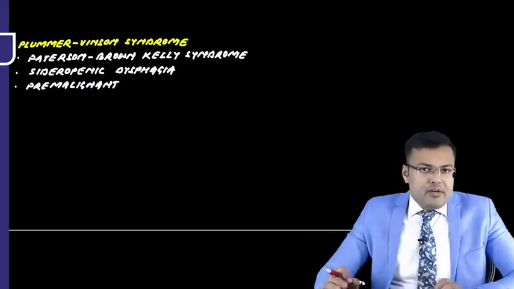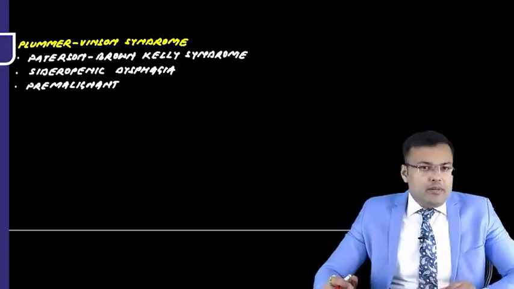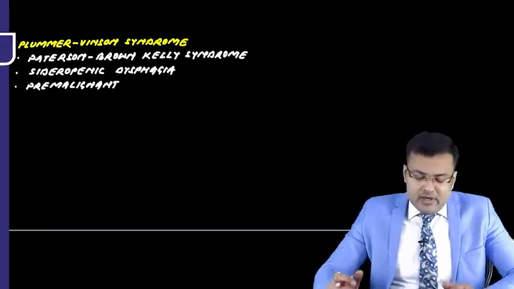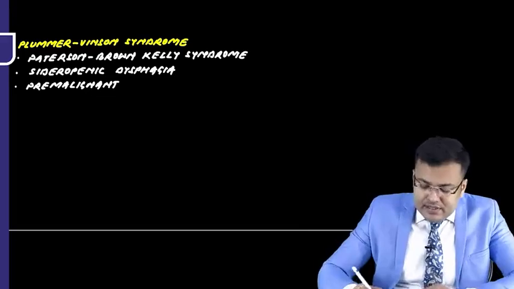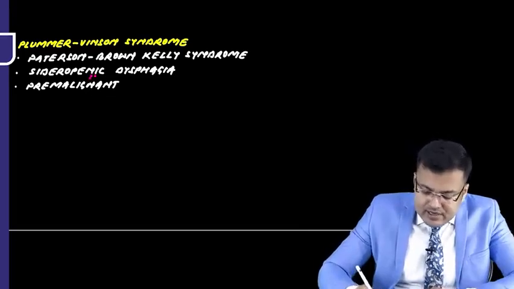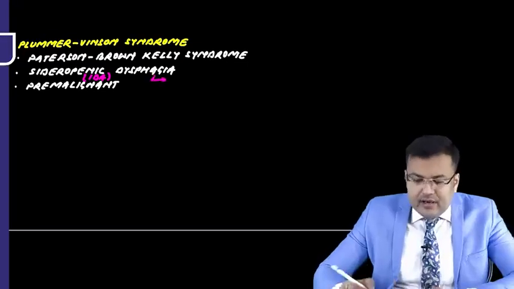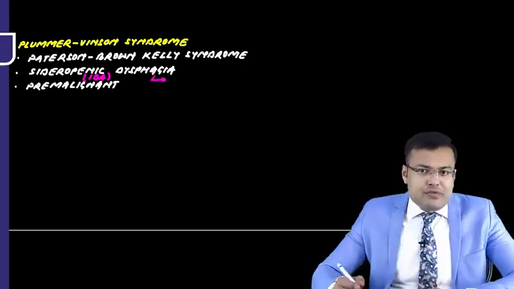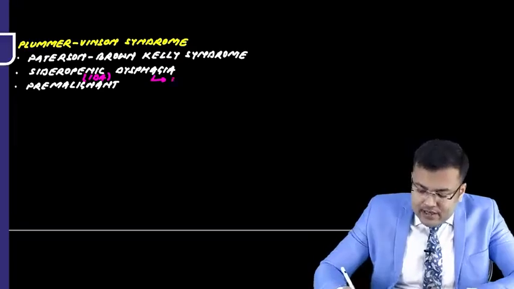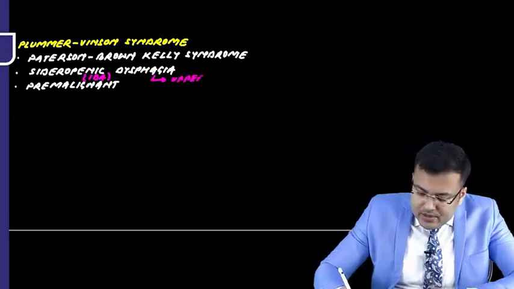Next condition is Plummer-Vinson syndrome. The other name is Paterson-Brown-Kelly syndrome, and it is also known as sideropenic dysphagia. Why sideropenic dysphagia? Because this patient has iron deficiency anemia. And why dysphagia? Because these patients have an upper esophageal web.